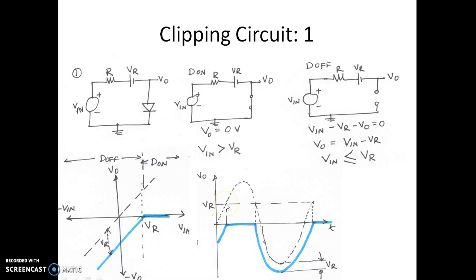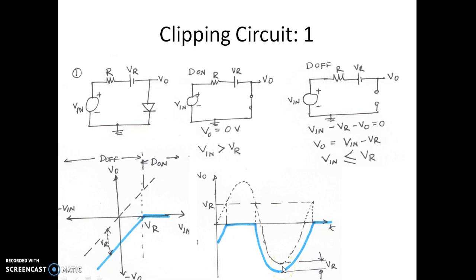If the input voltage exceeds VR, the output voltage is 0, and this continues till your input voltage goes less than VR. If it is less than VR, in the entire negative half cycle, the output is less than the input by VR. So that's what is shown here. This is the reference voltage VR. The output is always less than the input by VR.